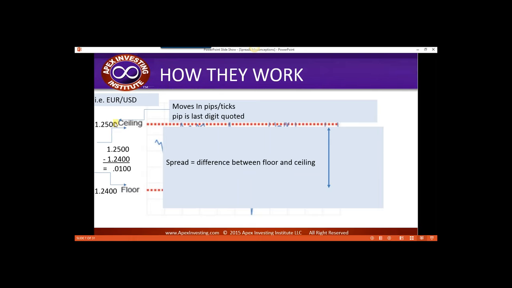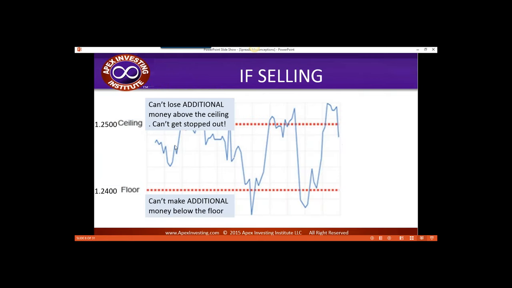All right, spreads move in pips or ticks, the last digit quoted. Each pip is worth $1. There are 100 pips in this particular spread. So, for example, let's say that we're going to sell a spread. That means our strategy, our system, our charts, our indicator, whatever it is we're using, is telling us the market's going down. We want to sell. Now, let's say that I'm correct, the market does go down. I can't make additional money below this floor. If I'm wrong and the market goes up, I can't lose additional money above the ceiling. So I have capped risk and capped reward.